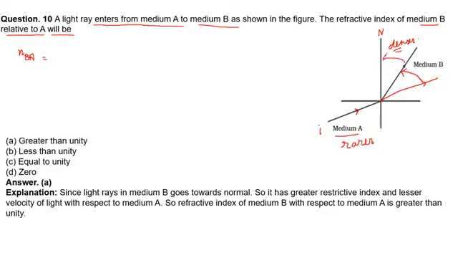Okay, so in this case definitely the refractive index of medium B relative to A will be greater than unity, because the velocity of light in medium A is greater than the velocity of light in medium B.